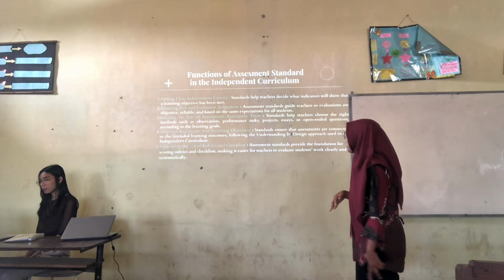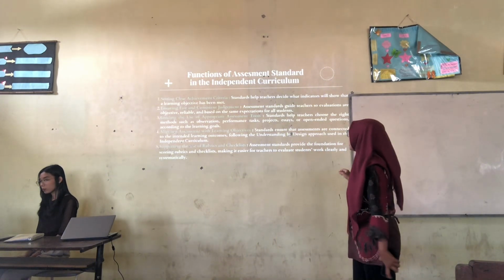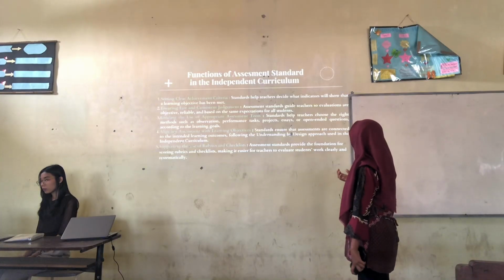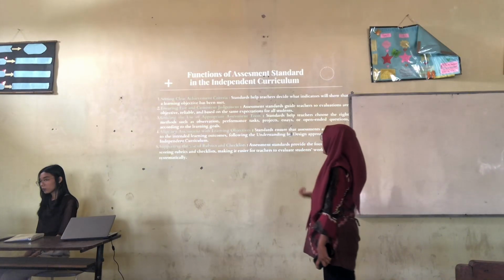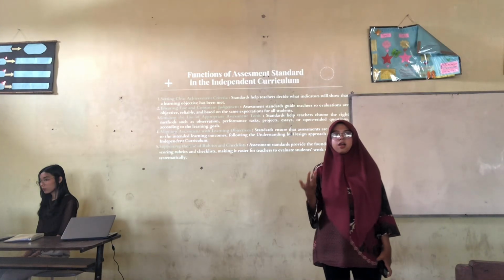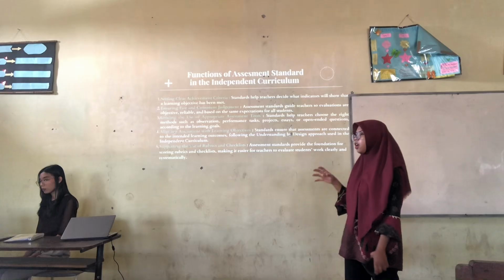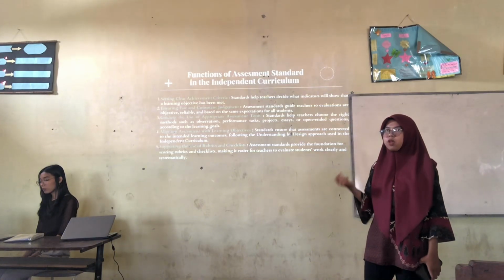So the second is ensuring fair and consistent judgment. Assessment standards guide teachers' evaluation to be objective, reliable, and based on the same expectation for all the students. When the teacher wants to assess the student's achievement, the indicator or the rubric must be the same and not based on the mood of the teacher.